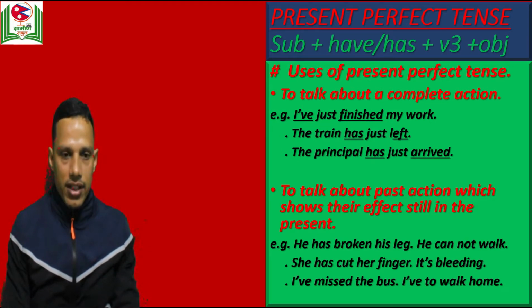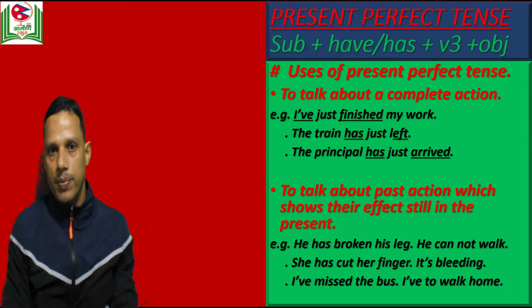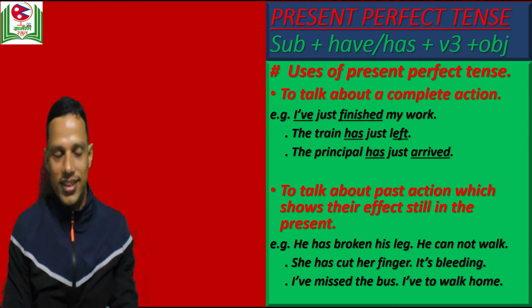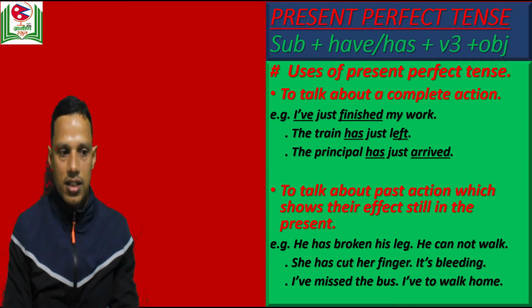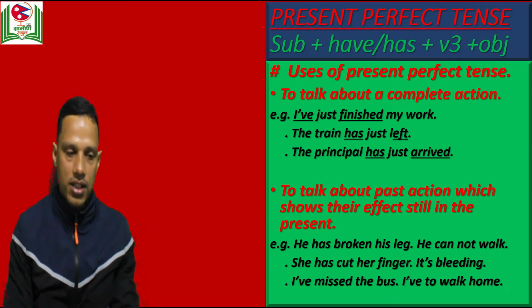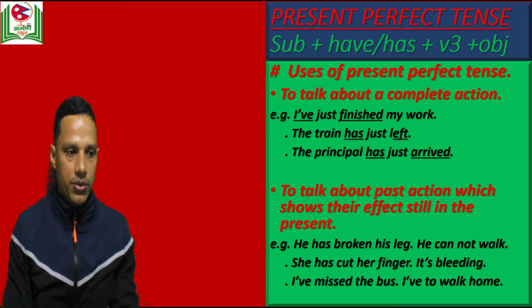Now, present perfect tense. Can you please tell me the structure of present perfect tense? Yes, you are right. It is subject plus has or have plus verb 3 plus object. Object is compulsory here. Now let's see some of the uses where we use present perfect tense.